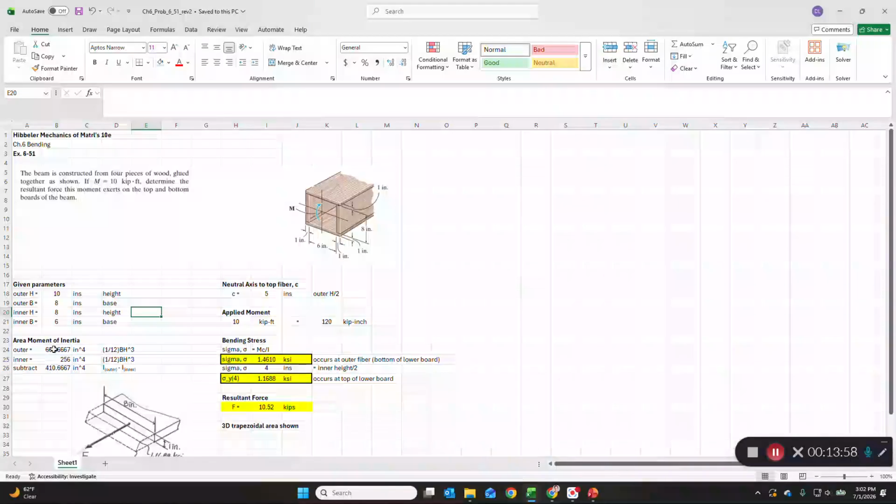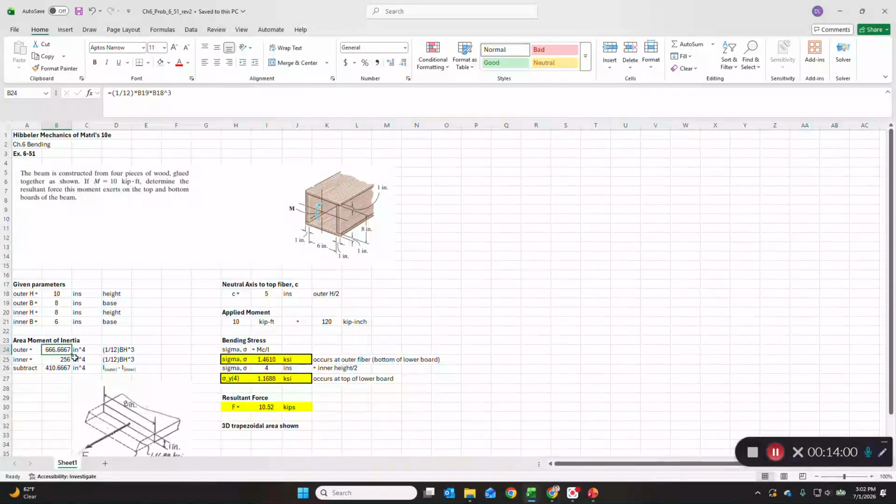So we can calculate the outer area moment of inertia, which is 1/12 bh cubed, and the inner area moment of inertia. Then we just subtract inner from outer and get our total area moment of inertia for this composite beam. So that's simply 1/12 base times the height cubed, and you have to use the respective outer and inner base and height values to get these calculations. So they're simple calculations. The units are inches to the 4th.